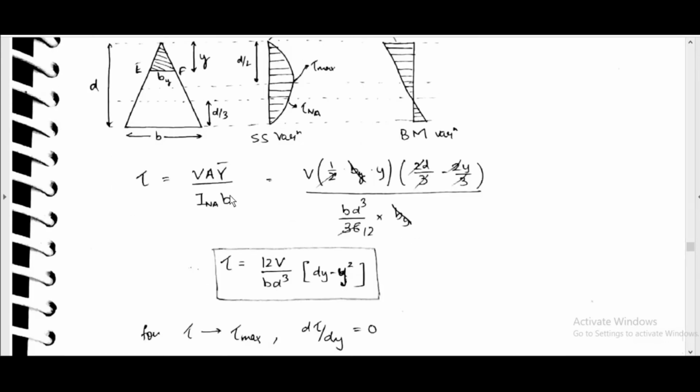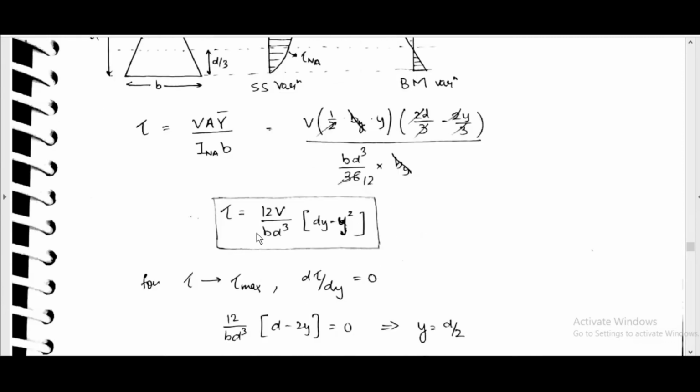Tau is equal to V A y bar by I N A B, which is V into half into y into (2d by 3 minus 2y by 3), divided by b d cube by 36 into (b y). So tau is equal to 12V by b d cube into (d y minus y square).